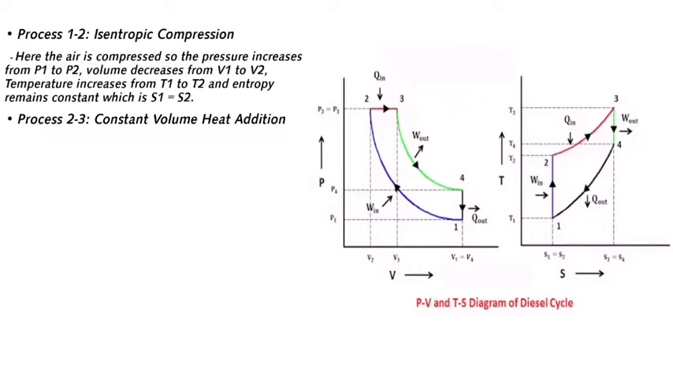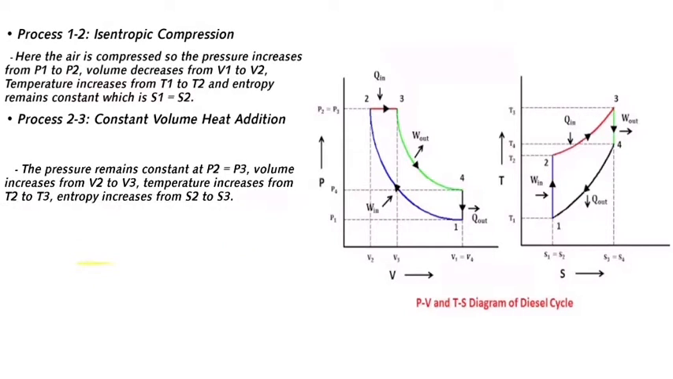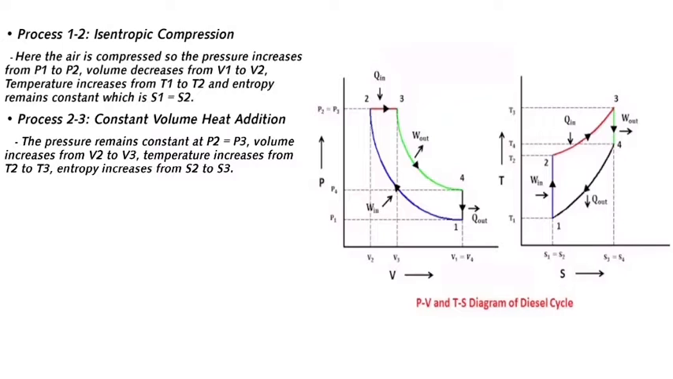Next is the process 2 to 3, known as the constant pressure heat addition. In this process, the hot body is kept in contact with the cylinder, and heat addition to the air takes place at constant pressure. The pressure remains constant at P2 equals P3, volume increases from V2 to V3, temperature increases from T2 to T3, entropy increases from S2 to S3.